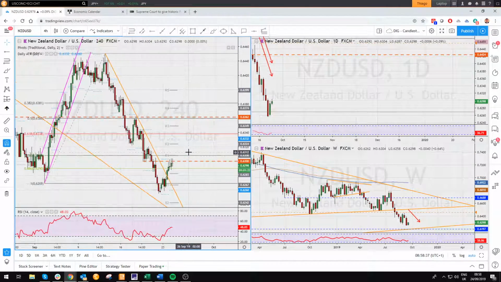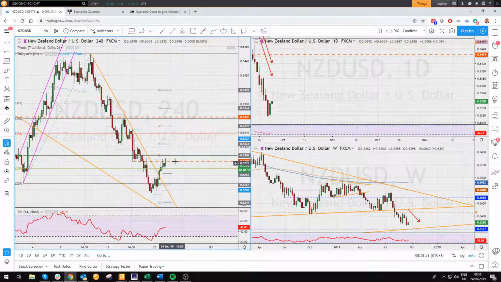So I think this zone is quite a good level to try a short, with targets around 62. We're talking about a 100 pip target with a 24 pip stop loss. I think you should use this high as your risk, or just above the R2 of today. That's my opinion on the QE here.